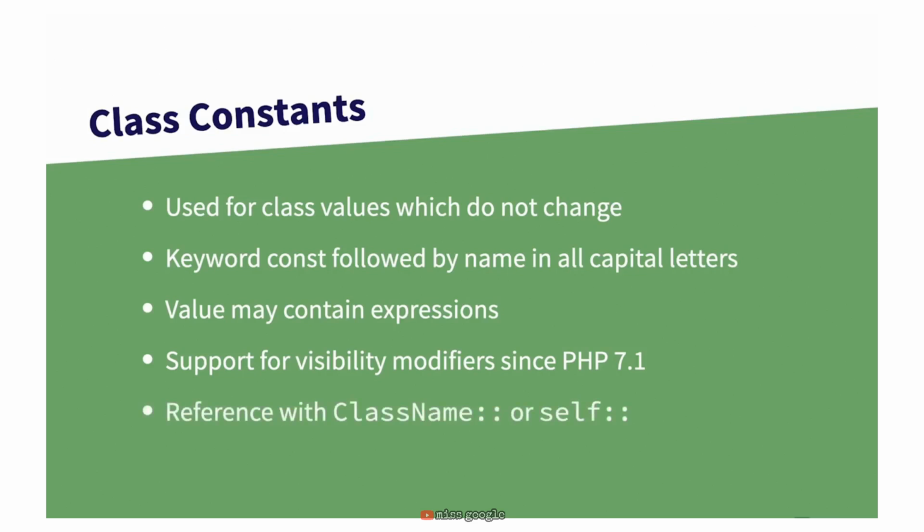The way that you reference those constants is using ClassName:: followed by the name of the constant, or self:: followed by the name of the constant. So they're extremely similar to static properties. The difference is that a static property has values that can be changed, while constant values cannot.